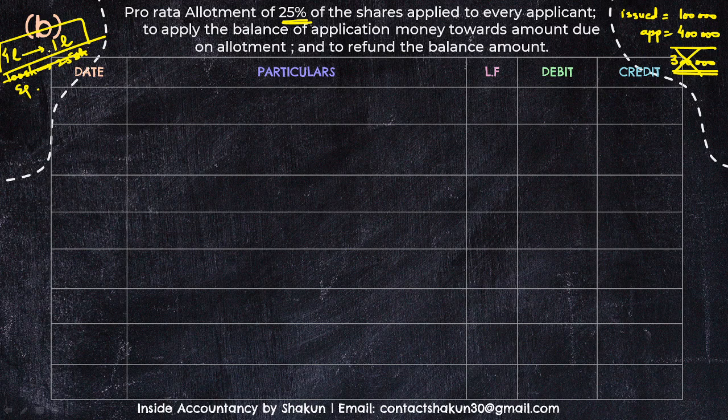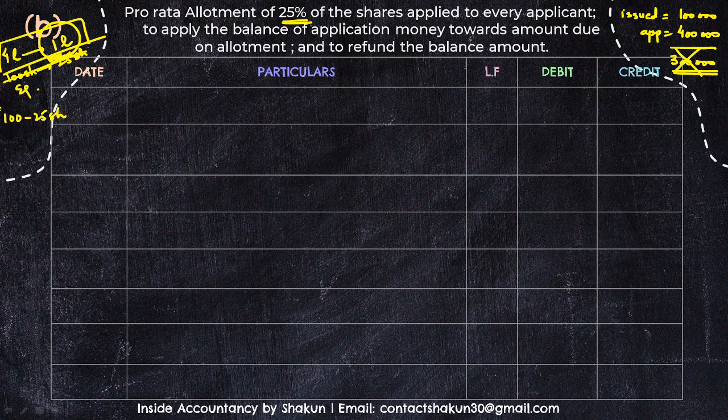Okay. Then they are saying, to apply the balance of application money towards amount due on allotment. Now see, out of 4 lakh, only 1 lakh shares were given. So their excess application money which they have, that is utilized towards the next stage. For example, again take an example, 100 shares were given, only 25 shares.